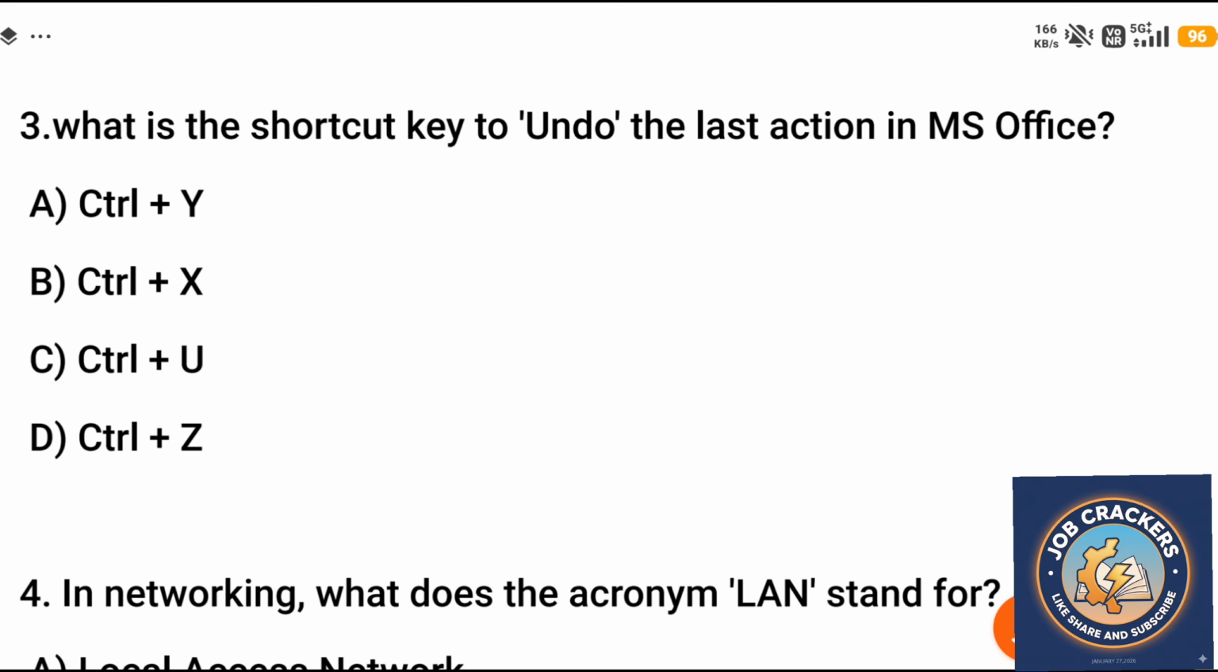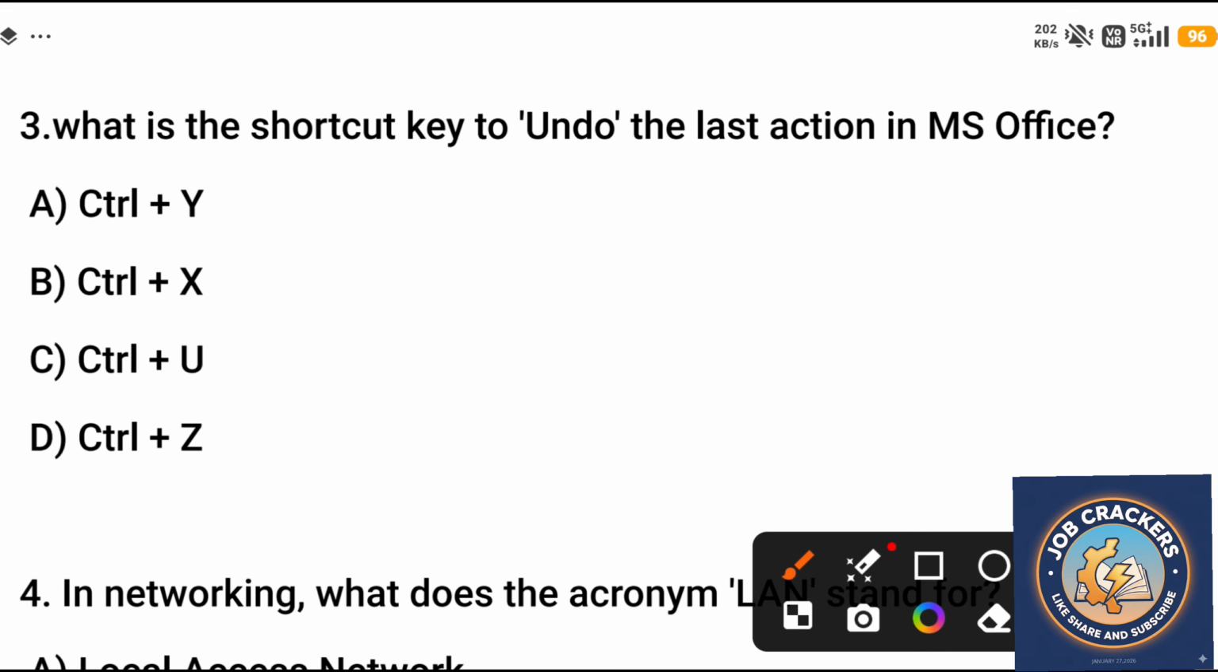Question third, what is the shortcut key to undo the last action in MS Word? A. Control plus Y. B. Control plus X. C. Control plus U. D. Control plus Z. Correct answer is option D.